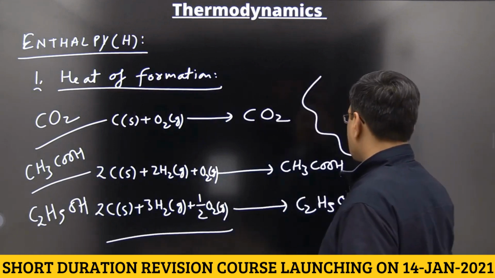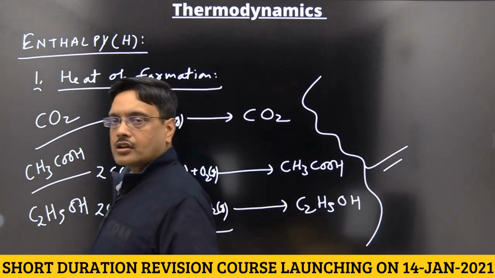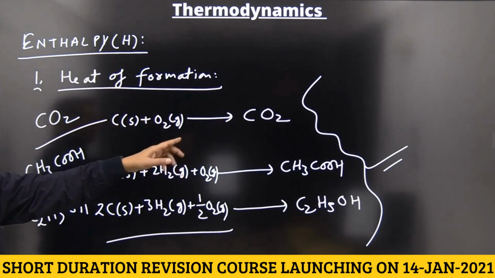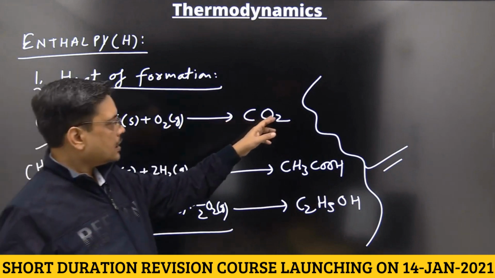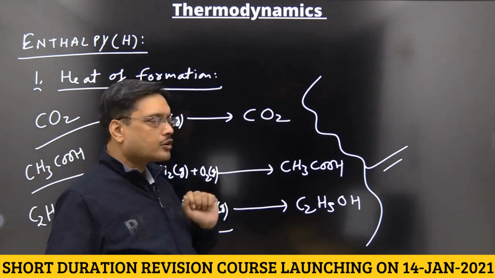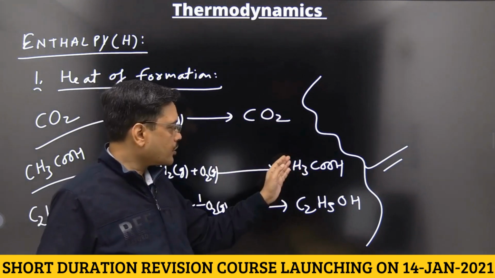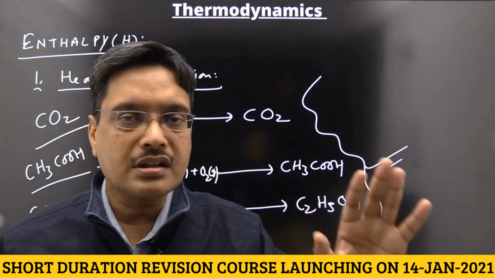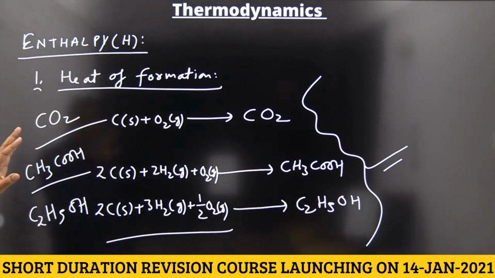So these are the equations for the formation of the compounds, and the heat evolved in these equations is known as the heat of formation of CO2, heat of formation of acetic acid, heat of formation of ethanol and so on. Is it clear? So this is the equation.